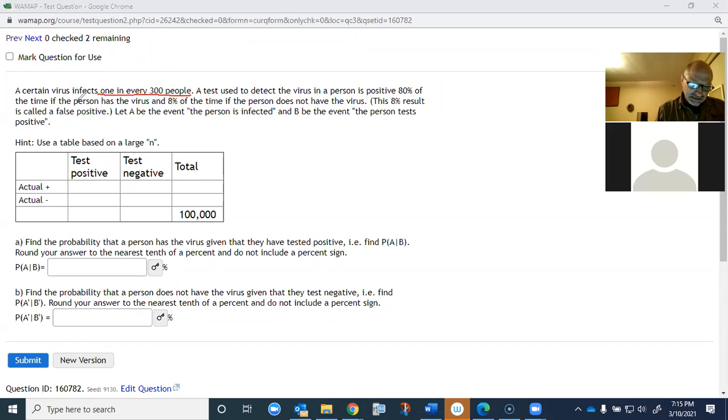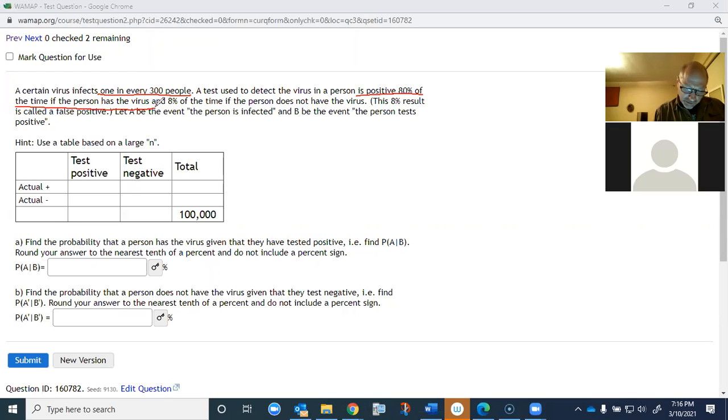Anyway, this is a case where we do know a virus infects a certain number of people, 1 in every 300 people. And then it says a test used to detect the virus in a person shows positive 80% of the time if the person has the virus, which means that 20% of the time it doesn't show positive, even though the person has the virus. That's unfortunate. Someone could be sick with this virus and they wouldn't know it, even if they got tested. And that's 20%, which is pretty large, 1 in every 5 people.